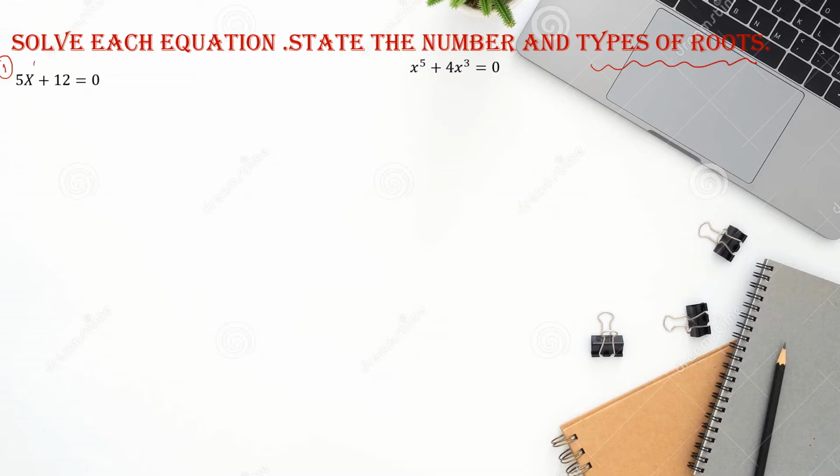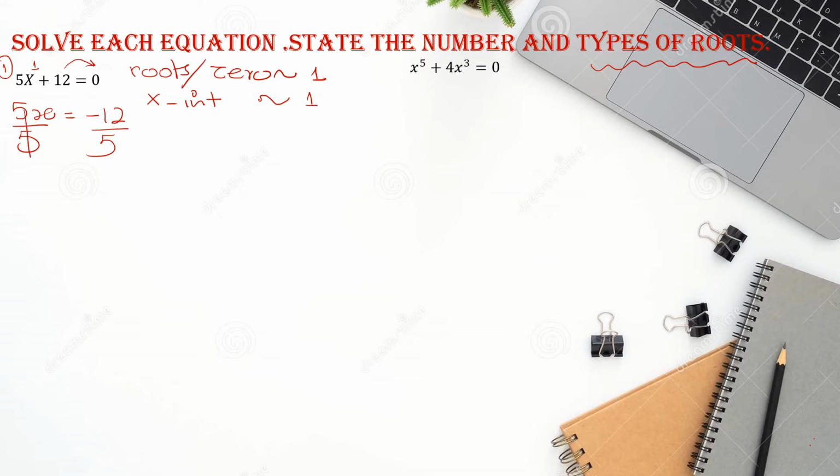Here you can see that the degree is 1. If the degree is 1, it means the roots or the zeros are 1. If they ask you to find the x-intercept, that will also be 1. In order to find the zeros and roots, make sure that the equation equals 0. Now solve for x: bring the 12 to the other side. You will get 5x equals negative 12. Find the value of x by dividing by 5 on both sides. So you will get x equals negative 12 over 5.